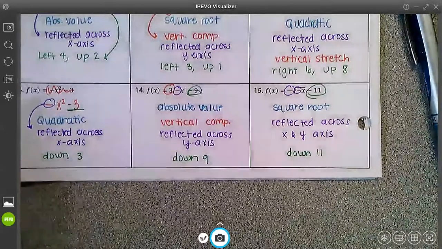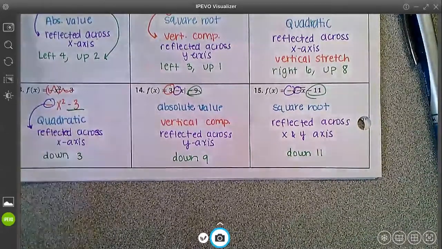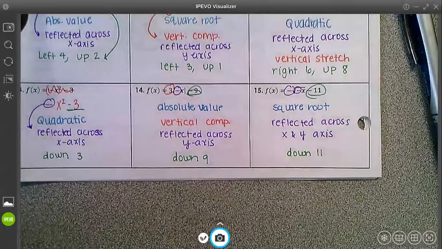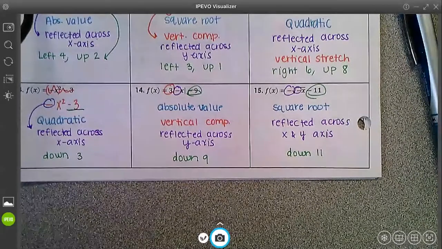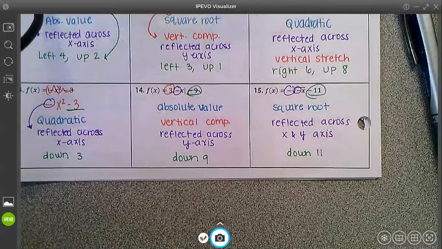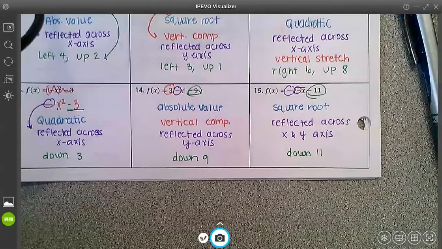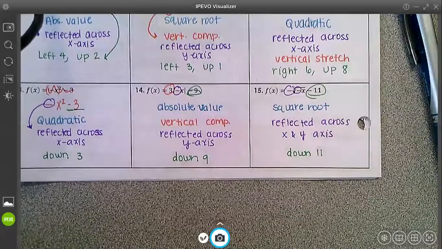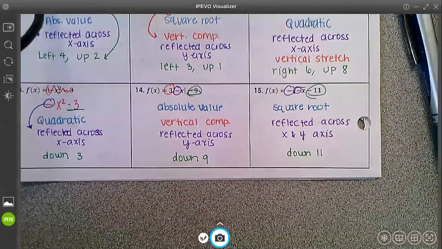All right, so number 13, you should have written down that it was a quadratic, reflected across the x-axis, and it moved down 3. Number 14, absolute value, there was a vertical compression, reflected across the y-axis, and it moved down 9. And number 15, it was a square root. It was reflected across both the x and the y-axis, and it moved down 11. Does anybody have any questions?